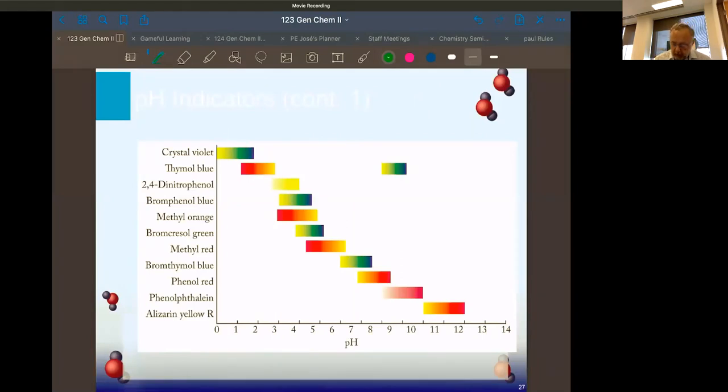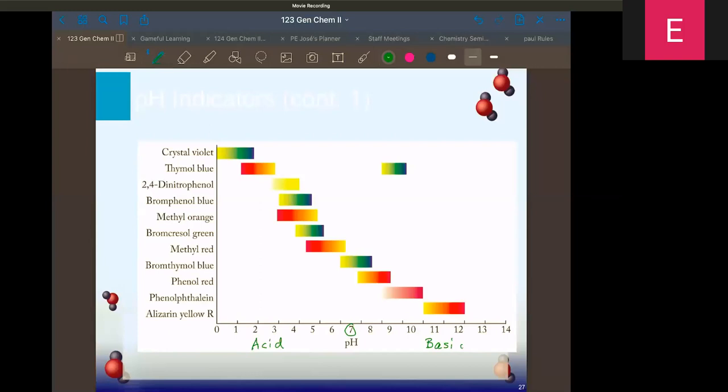So notice here you have a pH scale. This is the acidic part of the pH scale. This is the basic part of the pH scale. 7 will be the neutral point. And notice that these are changing in color.